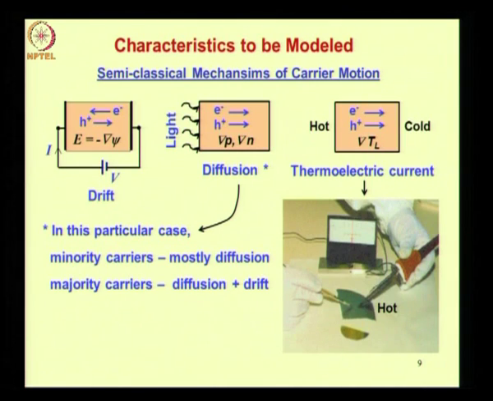So we will explain these three mechanisms of carrier motion. When you look at the slide, all the three mechanisms are shown side by side. Drift is because of potential gradient, grad psi. Diffusion is because of concentration gradient, gradient of p or gradient of n, and thermoelectric current is because of temperature gradient, gradient of T.